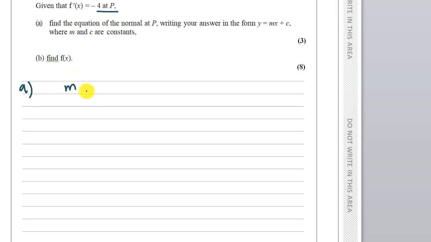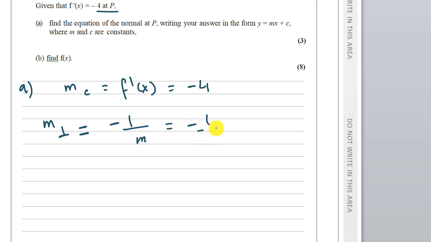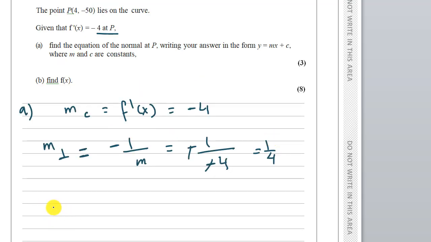M of the curve is equal to f dash of x is equal to minus 4. M perpendicular is equal to minus 1 over m. So it's equal to minus 1 divided by minus 4. So it's 1 over 4. So at point B, y equal to mx plus c. So y is equal to 1 over 4x plus c.